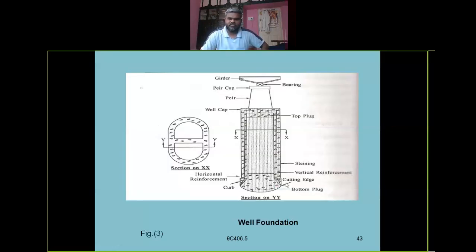Right. This is a well foundation picture. So this is called as bottom plug. This is a cutting edge. This is the vertical reinforcement that is shown, and this is the horizontal reinforcement. The body of the well is called staining, and this is the top plug, and this is a well cap, and this is a pier and pier cap. This is a girder, and this is a bearing. This is a cross section, double D shaped, right? And this is filled by sand.